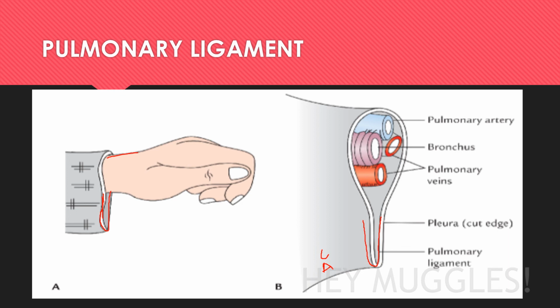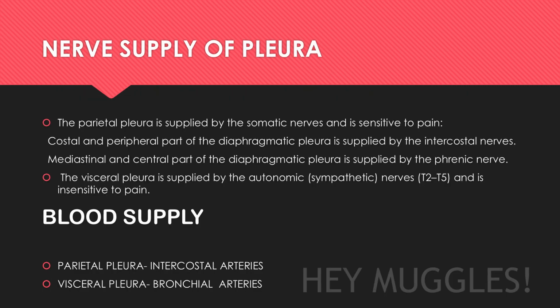And it is basically an extension of your parietal pleura surrounding the root of the lung as a fold, right? And we call it a pulmonary ligament, and it contains loose connective tissue, loose areolar tissue with few lymphatics. Now the nerve supply of the pleura: the parietal pleura is supplied by the somatic nerves.